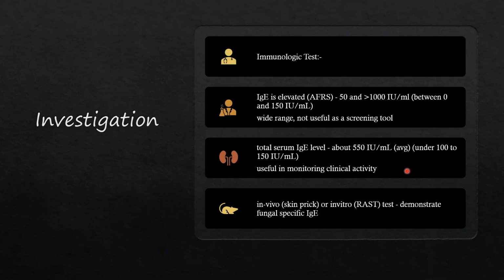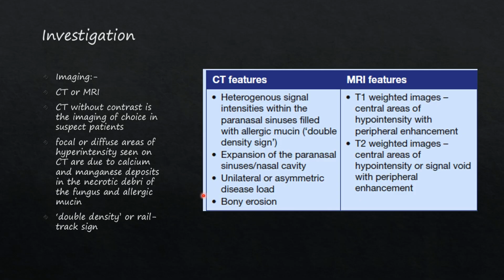Now, in vivo skin prick testing and RAST test, this is also present, and this is for fungal specific IgE. So you have to take a specific antigen from that fungus that you think is causing the disease, and then you have to identify it. So it's a little tricky, but then it can be done.